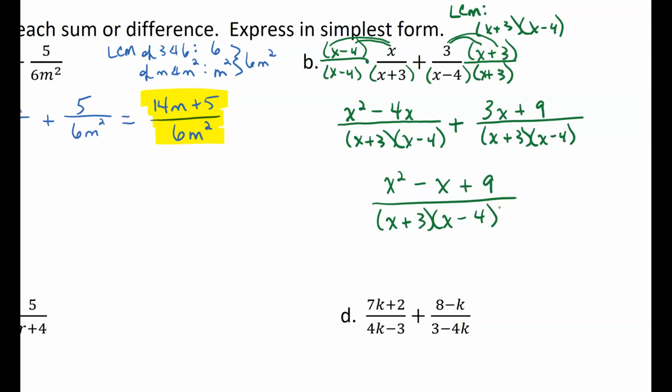Will we be able to factor and simplify anything out of here? No. So therefore we'll leave it like this. Since we didn't simplify any variable terms out, I don't need to make a statement about what x cannot be, because they're both still there and we can see them.